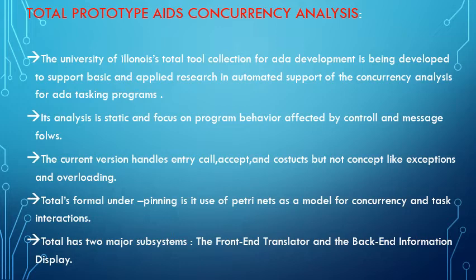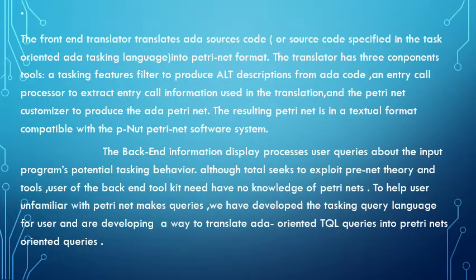Total's formal underpinning is Petri nets, used as a model for concurrency and task interactions. Total has two major subsystems: the front-end translator and the back-end transformation display.